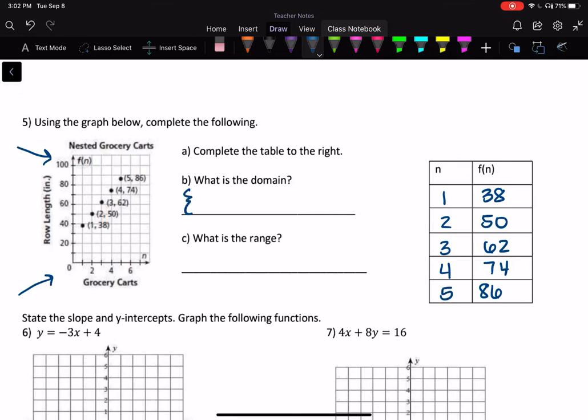Next, it wants my domain, which is my input values. I always list them from least to greatest, which is 1, 2, 3, 4, and 5. Next, it wants my range, which is my output values. I'll put these in curly braces again, which is 38, 50, 62, 74, and 86.